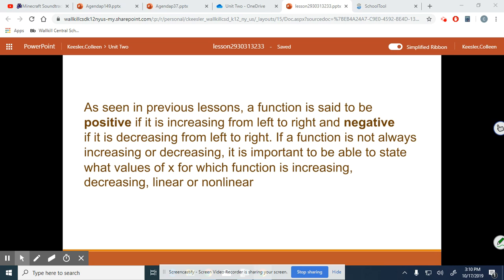So, as seen in previous lessons, a function is said to be positive if it's increasing from left to right and negative if it's decreasing from left to right. If a function is not always increasing or decreasing, it's important to be able to state what values of x for which the function is either increasing, decreasing, linear, or nonlinear.